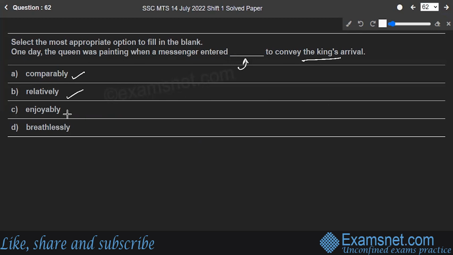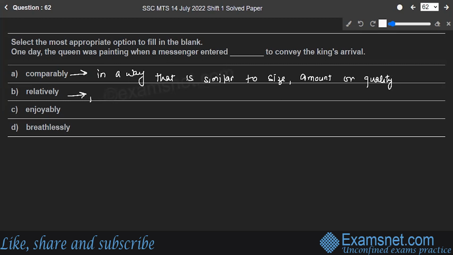Select the most appropriate option to fill in the blank. One day the queen was painting when a messenger entered dash to convey the king's arrival. Comparably, relatively, enjoyably, or breathlessly. To answer the question, let's see the meanings of all the words one by one. The first one, comparably, it means in a way that is similar to size or amount or quality. Then is relatively, it means in relation or comparison or proportion to something.